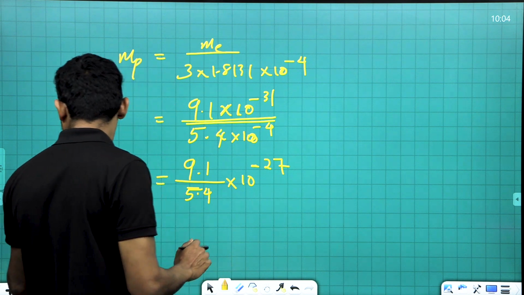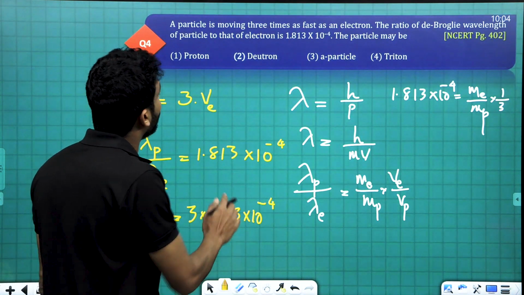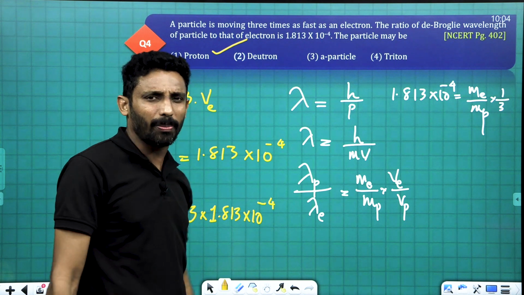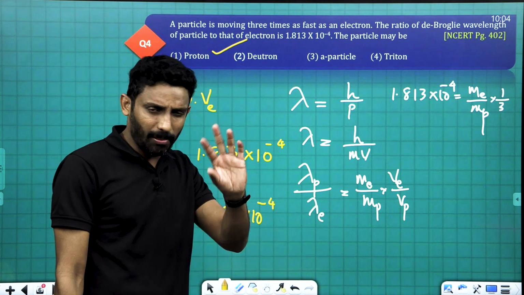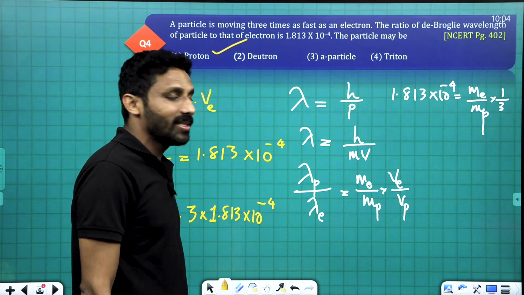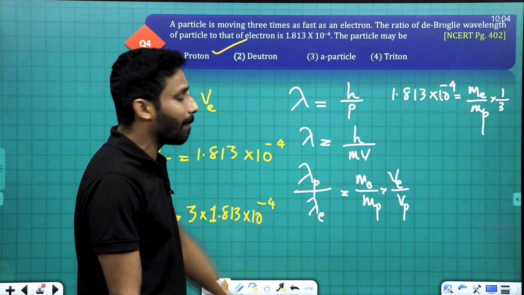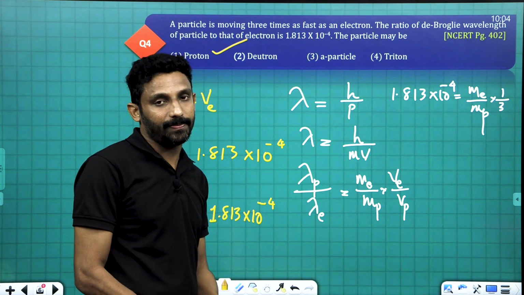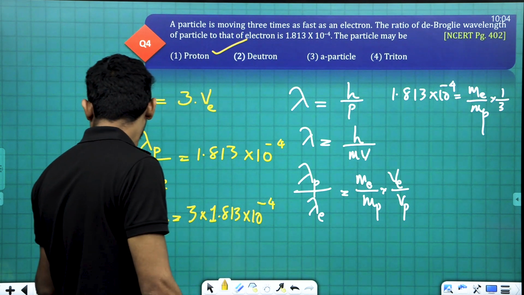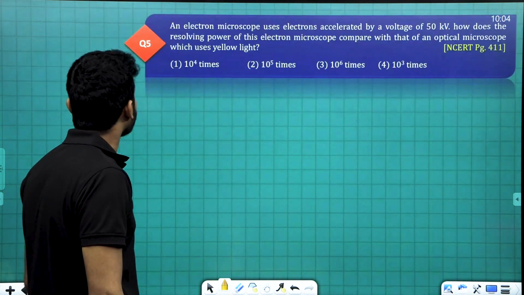So here in the options, proton is there, but neutron will not be there in the options, because their masses are almost identical. So the answer to the question is proton. It's a very simple comparison. De Broglie wavelength, lambda is equal to h by p. Understood? Okay, moving to the next one.